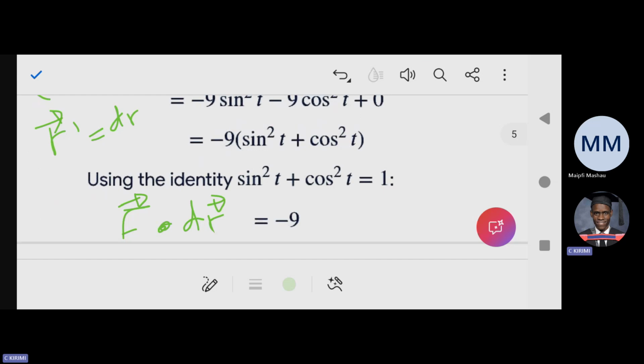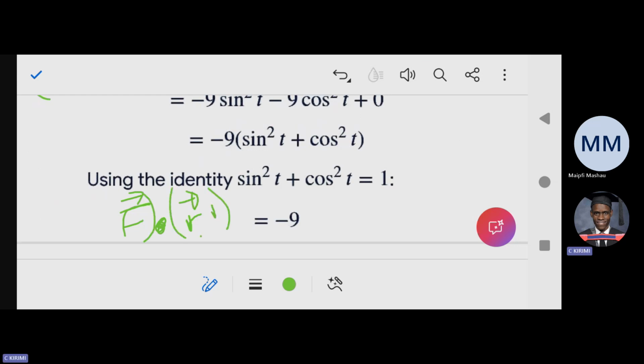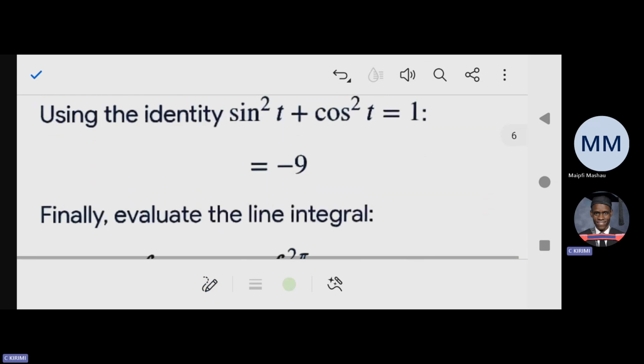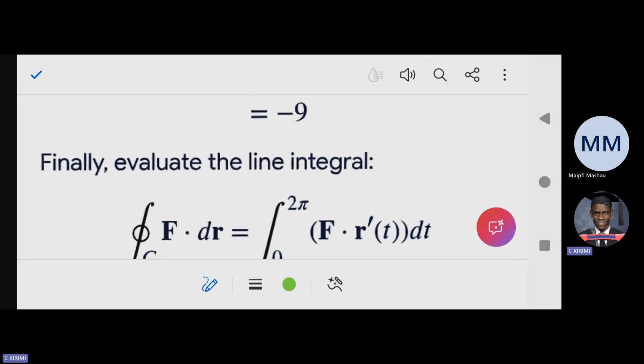So once we have calculated this, F dot r prime is what we are going to get. If we take F dot r prime, it is negative 9. But we are not done. Once you get that, now you need to evaluate.